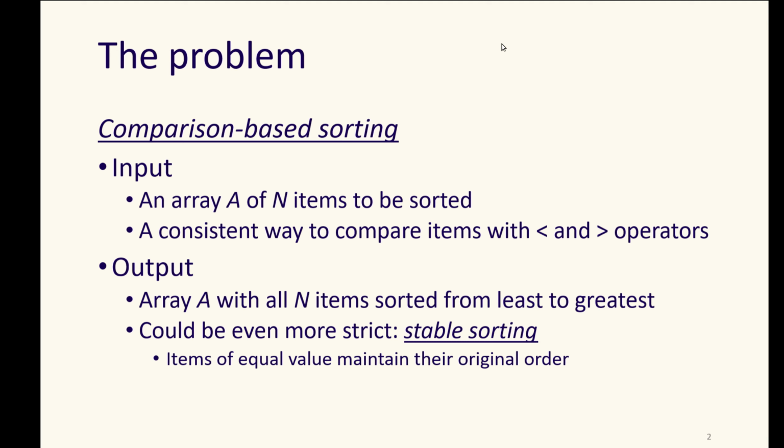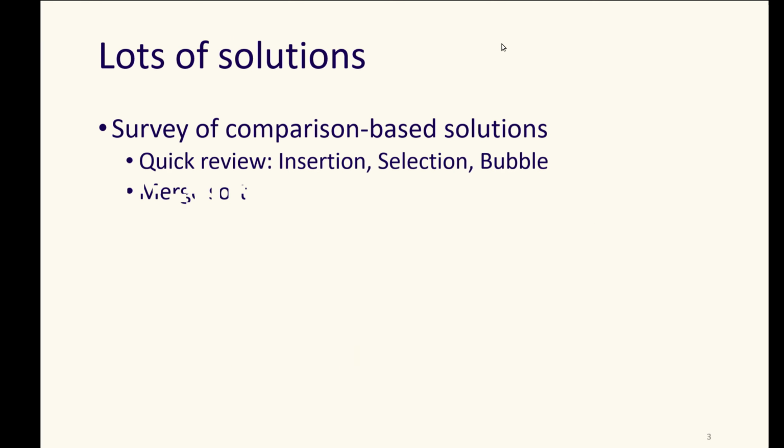If items have an equal value, then they maintain their original order of whatever previous order they were in, whether it was based on a sort or based on the order that the user had entered them in or anything like that. Sometimes we want to keep that information and not lose it.